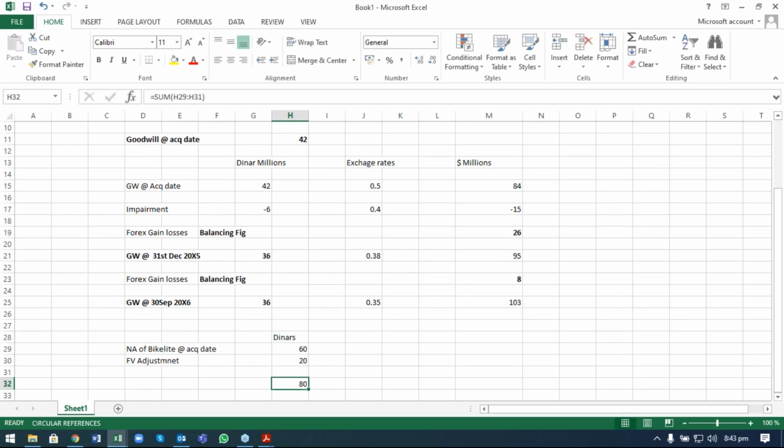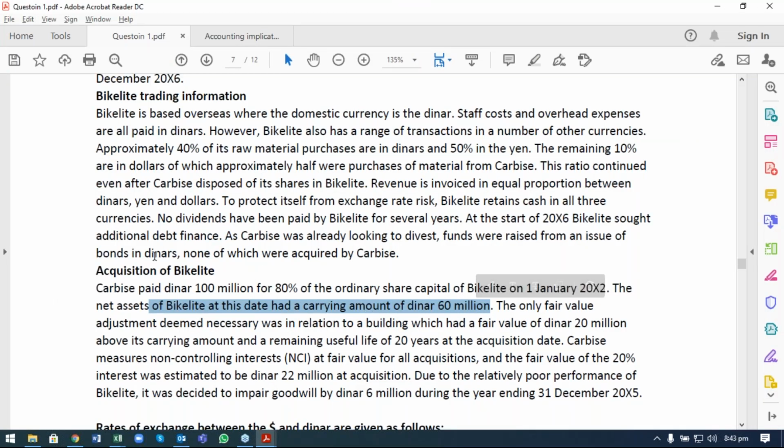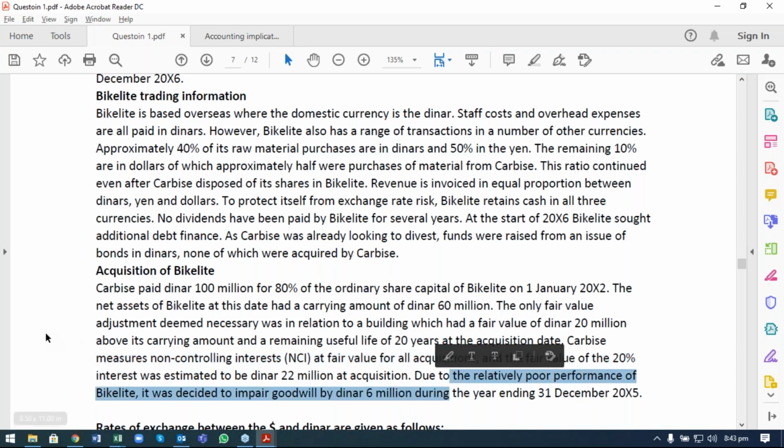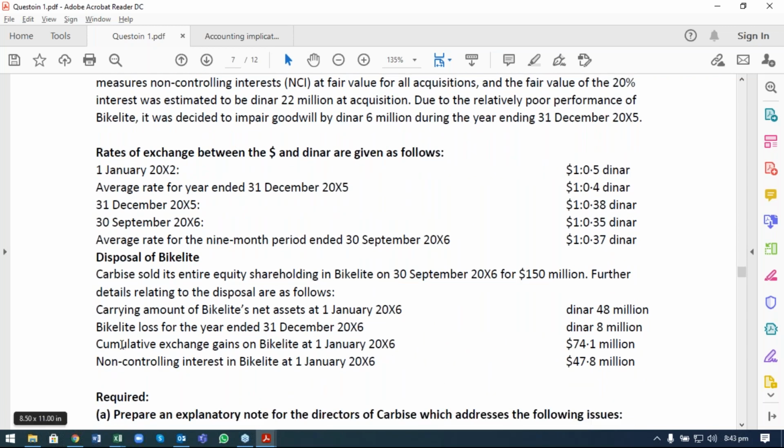So after considering these in dinars, you have to consider what is the post acquisition profit, if there is any provided in the post acquisition period. Within this scenario, this is the trading activities. These are, I believe, the carrying amount of Backlight's net assets on 1st January 2006, and Backlight's loss for the year ended 31st December 2006.